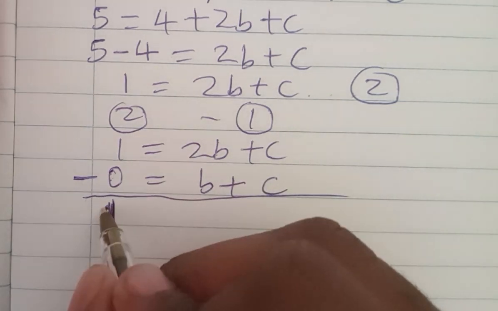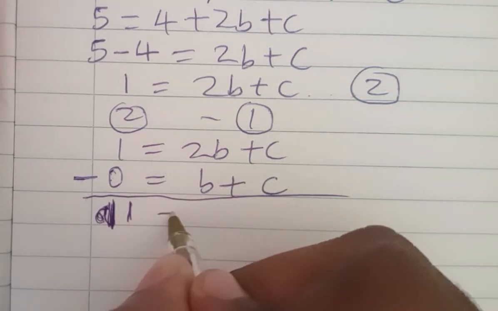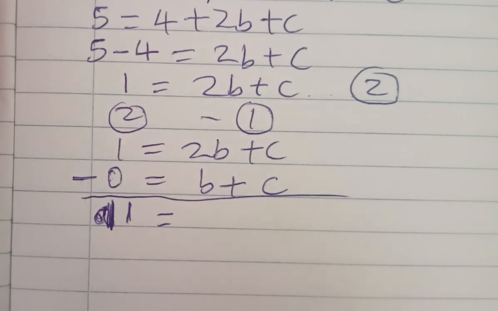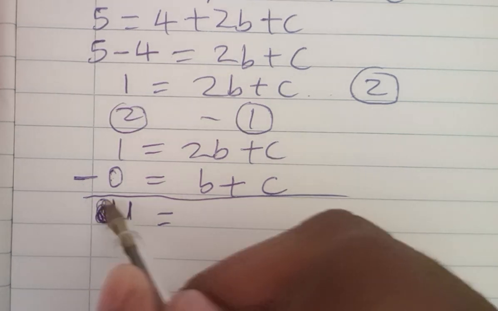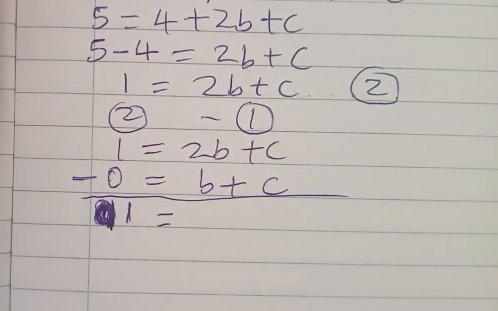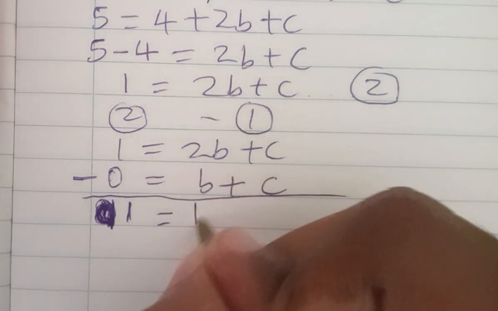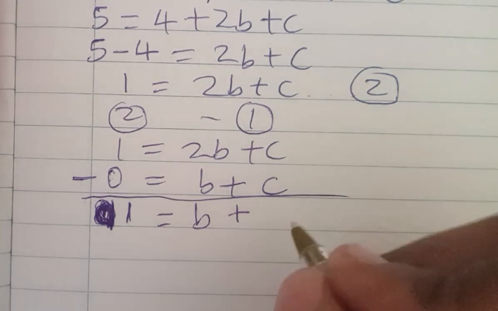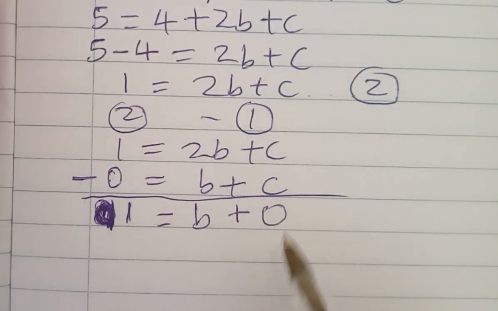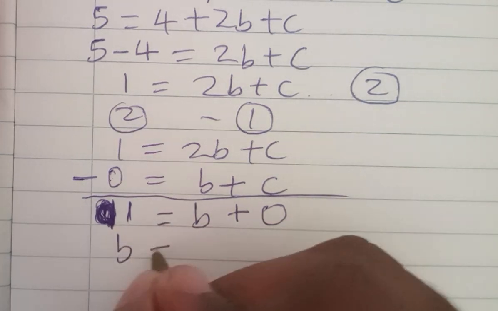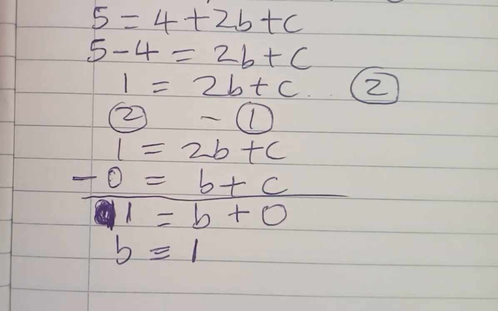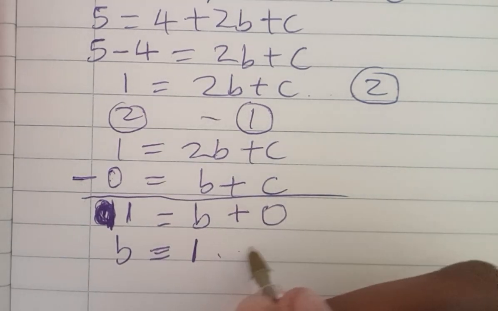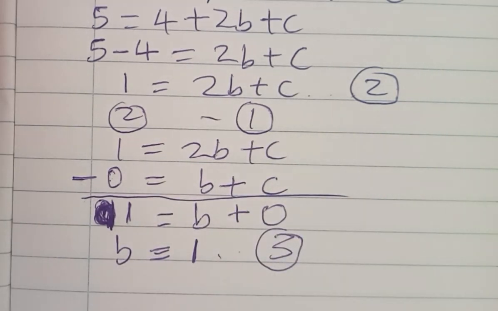1 is 1, okay? This is not 11, this is 1. So I cancel it. So yeah, 2b minus b is b. c minus c is 0. So if I take 0 to the opposite side, it will be minus. So it will be 1 minus 0, which is 1. So our b is 1. So we'll take b as our equation number 3.